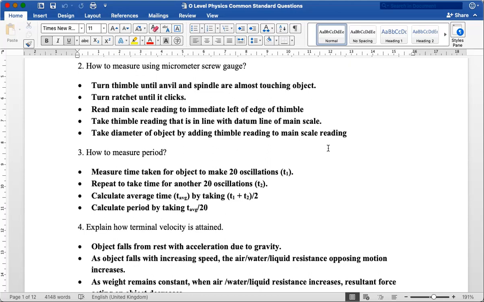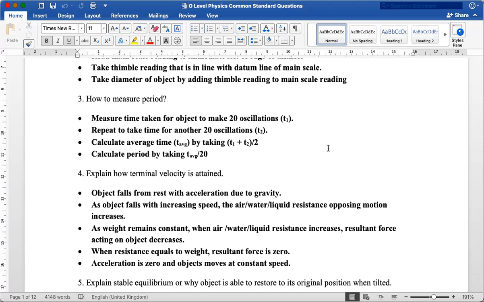Read main scale reading to immediate left of edge of thimble. Take the thimble reading that's aligned with the dotted line of the main scale. Take the diameter of the object by adding thimble reading to main scale reading.